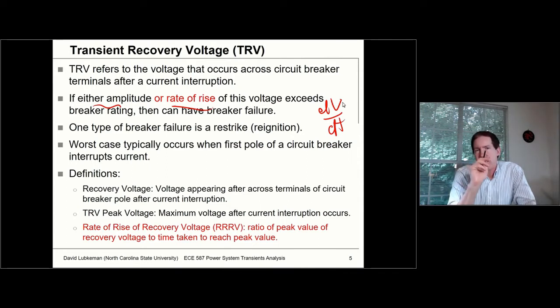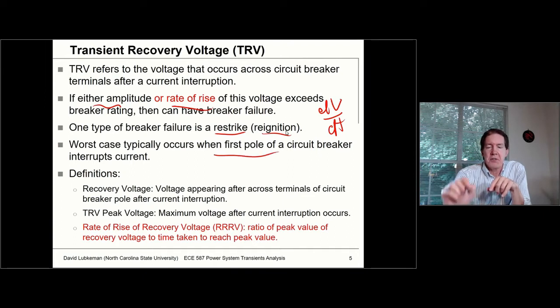One thing that can happen if we're clearing a fault and the stress on this breaker is too high is what's called a restrike or reignition. The insulation is going to fail, and the circuit breaker will basically look like it's closing again. So the fault's going to reignite. The worst case for this typically occurs with a multiple pole circuit breaker when the first breaker is trying to interrupt the current.